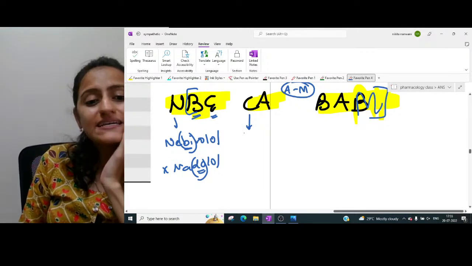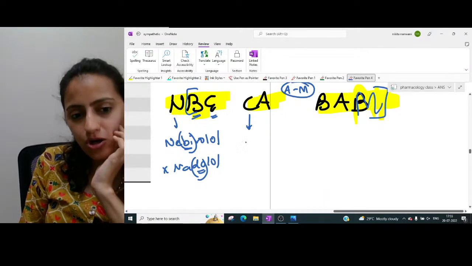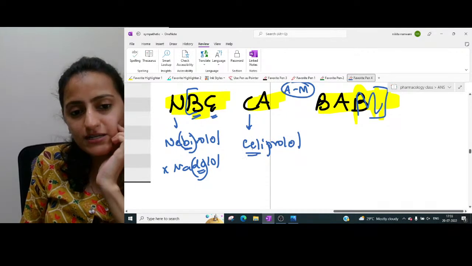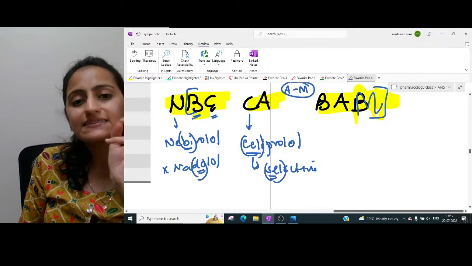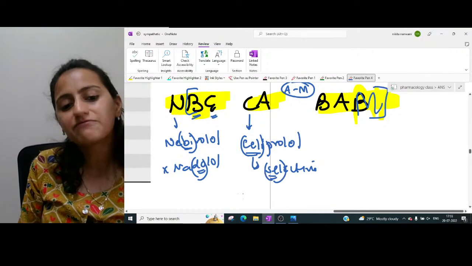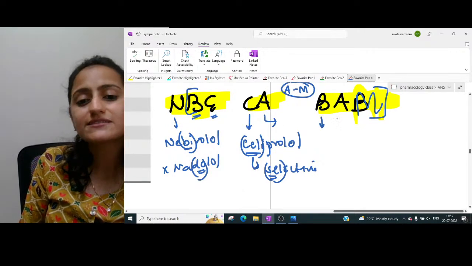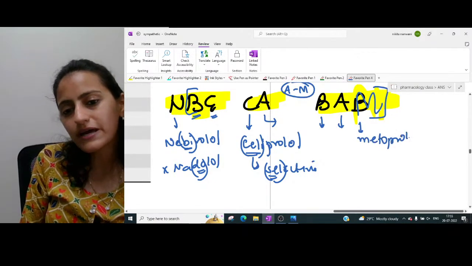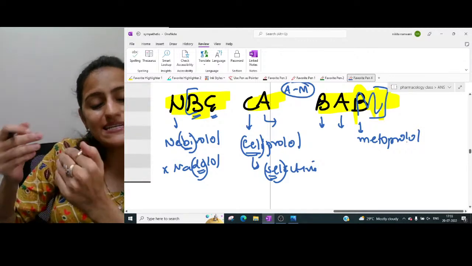What is C for? Is it carvedilol or celiprolol? Remember, C is celiprolol, not carvedilol. Celi tells you it is selective. Carvedilol is alpha plus beta both. Then you have acebutolol, betaxolol, atenolol, and M for metoprolol. Timolol comes after M because it starts with T.